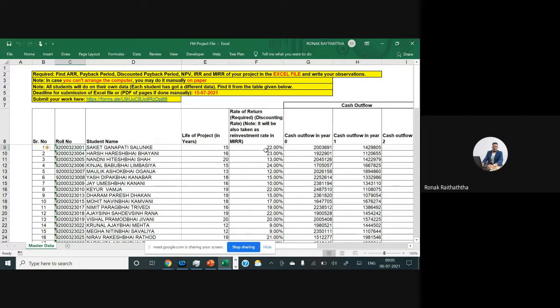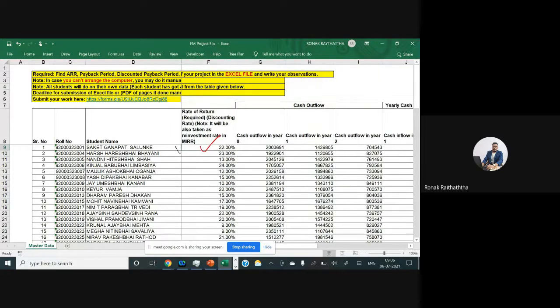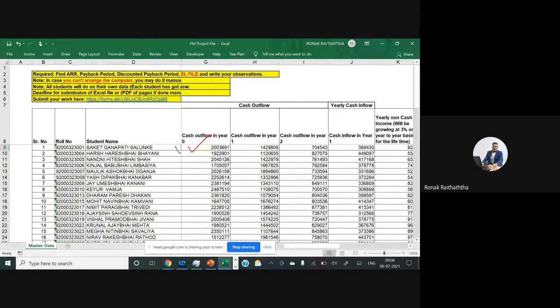Now, let's take the first example. Say to Mr. Saket, the project work allocated has a useful life of 15 years. You may check it in the first column. Then the required rate of return from the project is 22%. Then cash outflow in year number 0. When I use the words year number 0, that means the discounting factor should be taken as 1, wherever there is a requirement of discounting. Year 0 means it's already a present value. Please do not forget that. Then year 1 and year 2.